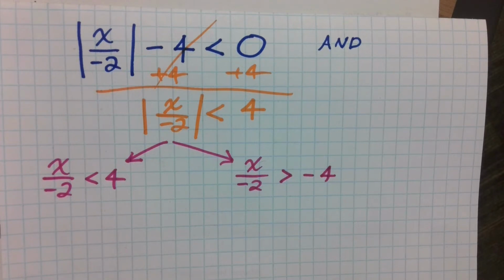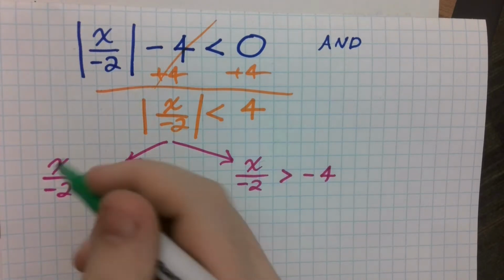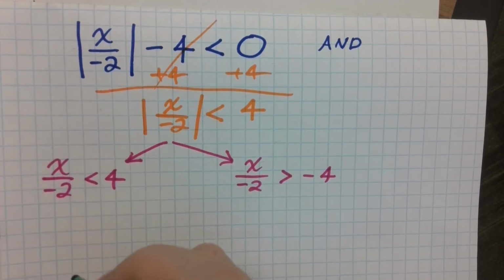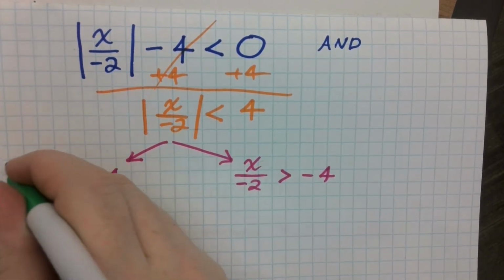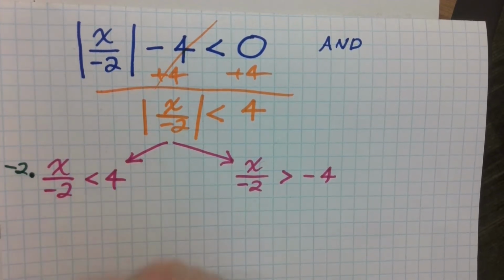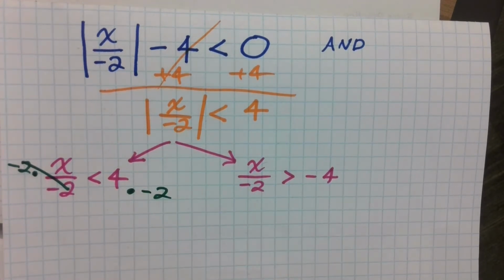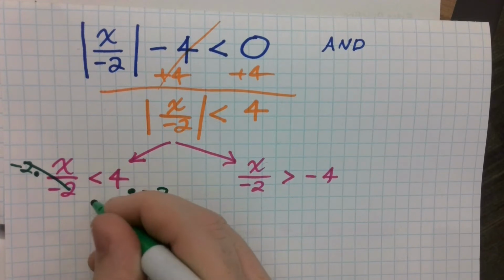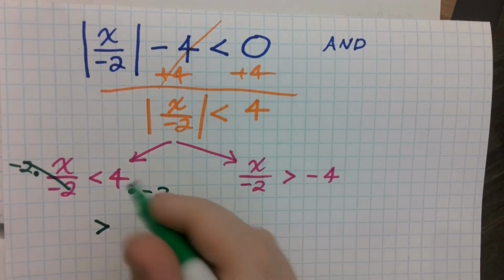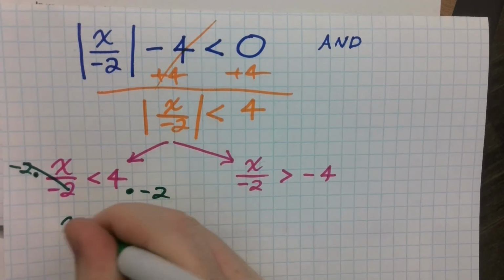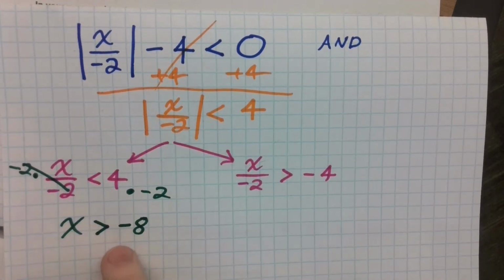At this point, this is where we have a little bit of a problem. First of all, what do I need to do to get rid of dividing by negative 2? We have to multiply by -2, because multiplication is the opposite of division. But what do I need to do anytime I multiply or divide by a negative? We have to flip our symbol. In other words, we go from a less than to a greater than. 4 times -2 is -8, and x is all by itself. So x is greater than -8.